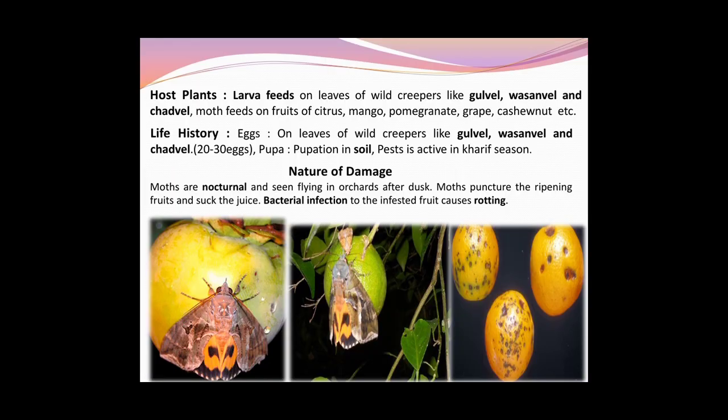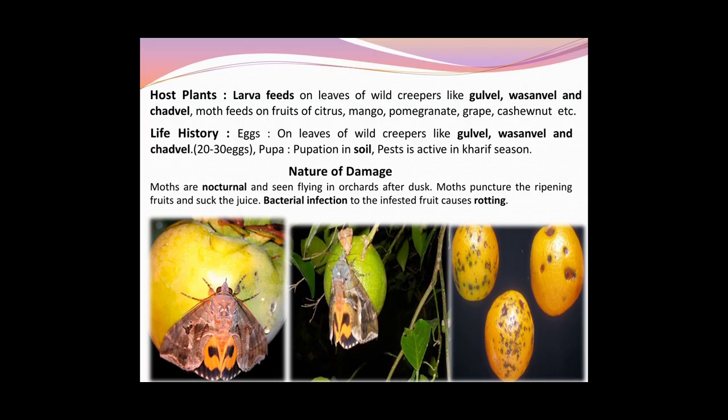The host plant of this pest: firstly, the larva feeds on the leaves of wild creepers like gulvel and wasanvel and also chandvel, and secondly the moth feeds on the fruits of citrus, mango, pomegranate, grape, cashew nut. So these are the host plants. The larva feeds on the gulvel, wasanvel and chandvel, and the moth feeds on the fruits of the citrus. So the damaging stage of the fruit sucking moth is only the moth or the adults.